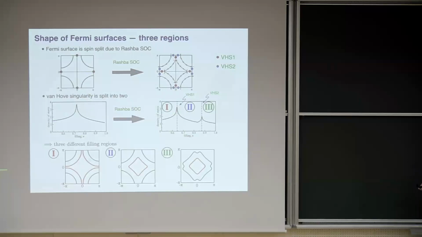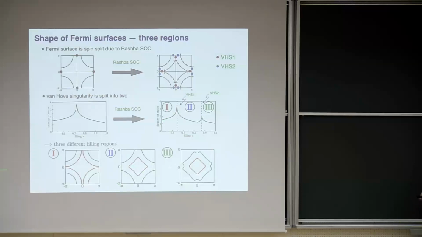We have region 1, where we are to the left of the split Van Hove singularities, and there we have two hole-like Fermi surfaces of this shape. Now, if we increase the filling a little bit, then this Fermi surface goes through this Van Hove point here, and basically becomes an electron-like Fermi surface, but the other one stays hole-like. Finally, if we go here to the very right, then also the second Fermi surface goes through the second Van Hove singularity and becomes electron-like.